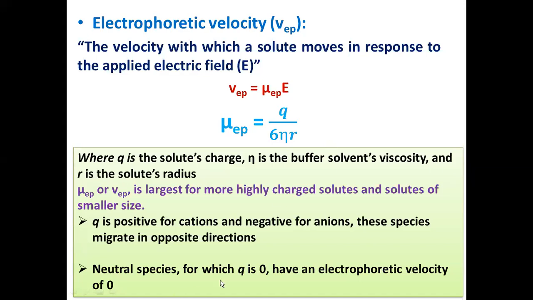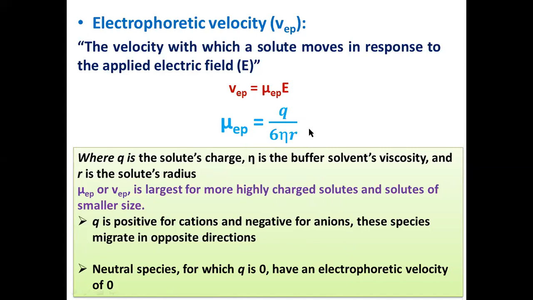So why will neutral species remain stationary? Because they are chargeless. They are neither positively charged nor negatively charged. The value of Q will become 0. Therefore, nu EP will also become 0. Therefore, they remain stationary with a nu EP value of 0. So this is the important theory of capillary electrophoretic separation. The separation order is completely dependent upon the charge to size ratio.